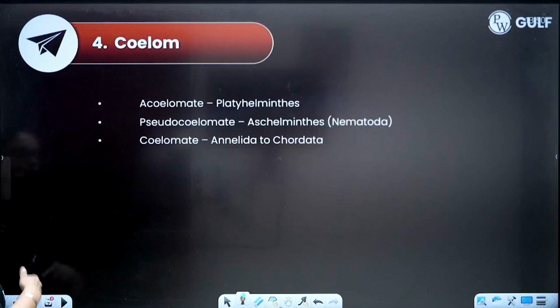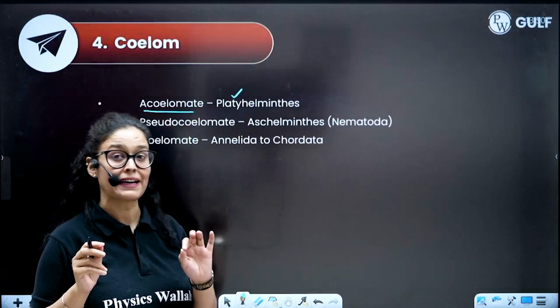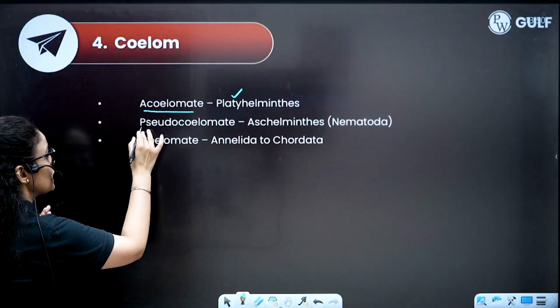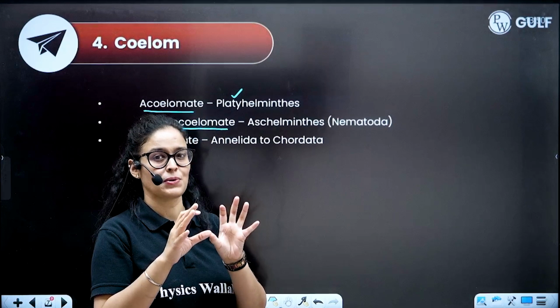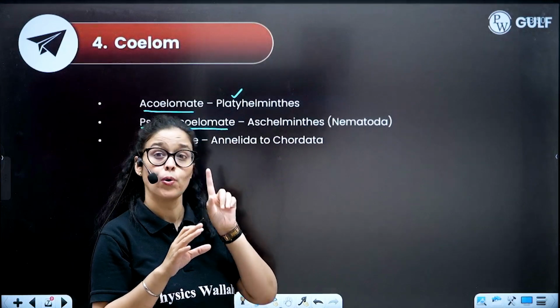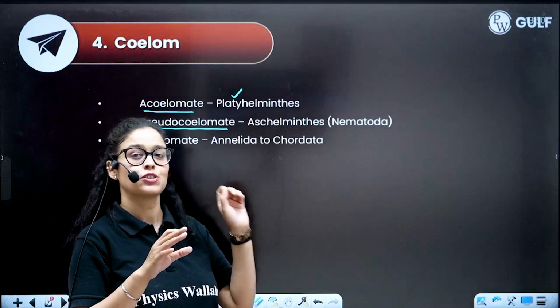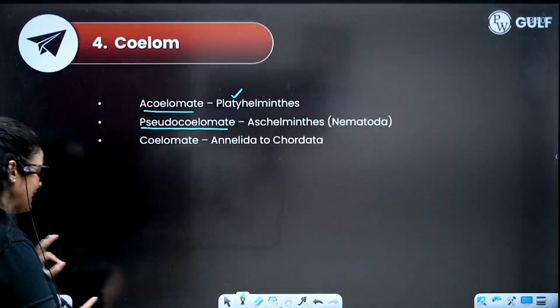So kids, when we talk about the coelom, acoelomate: Platyhelminthes. Although Platyhelminthes have mesoderm, still they are acoelomate. Pseudocoelomate, you kids know that their mesoderm is present in pouches between ecto and endoderm, and it's seen only in the Aschelminthes. When we talk about coelomate, Annelida to Chordata, all of them are coelomate. They have true coelom, right?